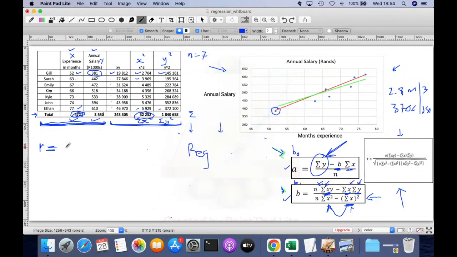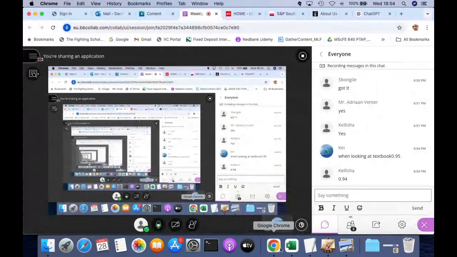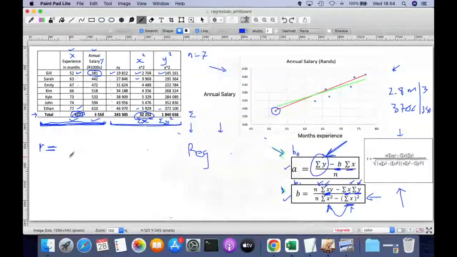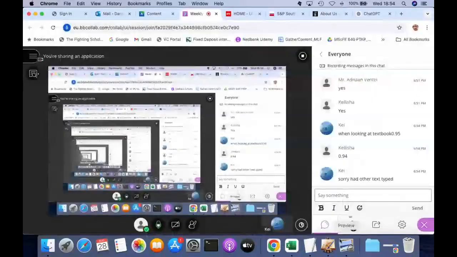Can you write that value in the chat, just so I know that everyone's on the same page? What value do you get? Very good. That's close to 0.9496, so let's just make it 0.95. Now, what does this value tell us? What does this number tell us?